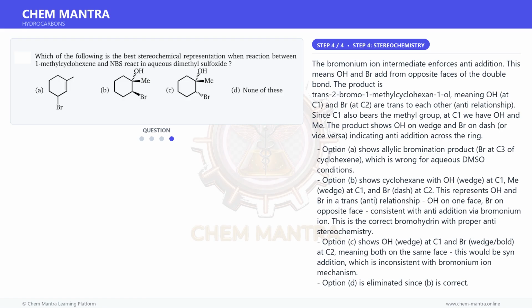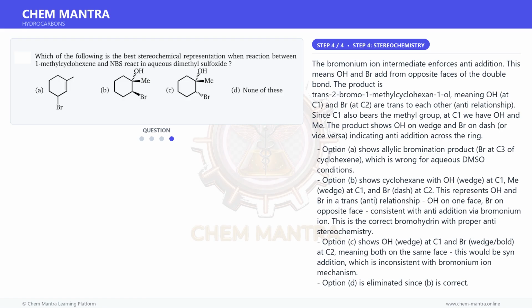Option B shows cyclohexane with OH, wedge, at C1, Me, wedge, at C1, and Br, dash, at C2. This represents OH and Br in a trans, anti, relationship, OH on one face, Br on the opposite face, consistent with anti-addition via bromonium ion. This is the correct bromohydrin with proper anti-stereochemistry.